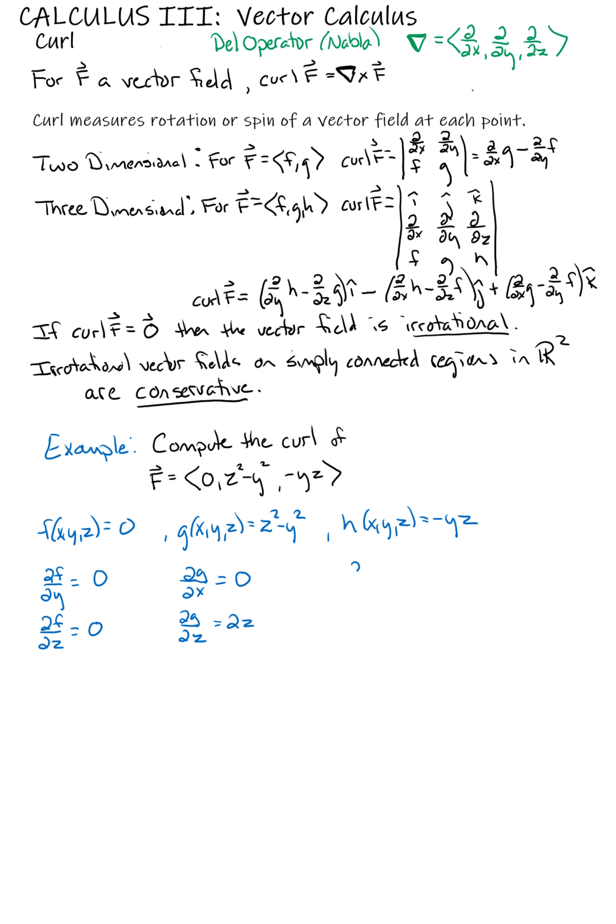For h, we'll look at the partial derivatives with respect to x and with respect to y, but not z. Partial derivative of h with respect to x, there are no x's in there, so that's going to give us 0. And the partial derivative with respect to y is simply negative z.